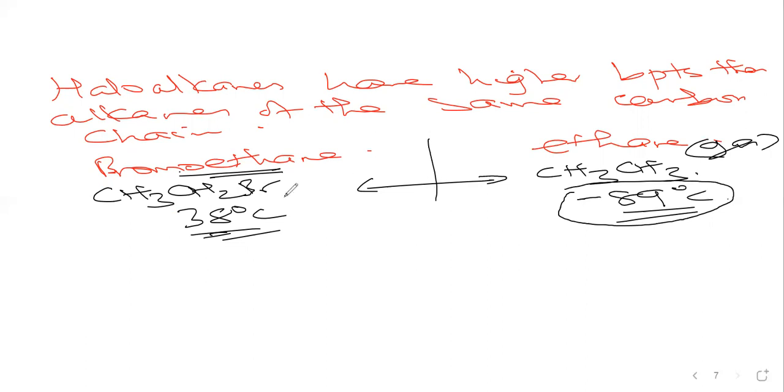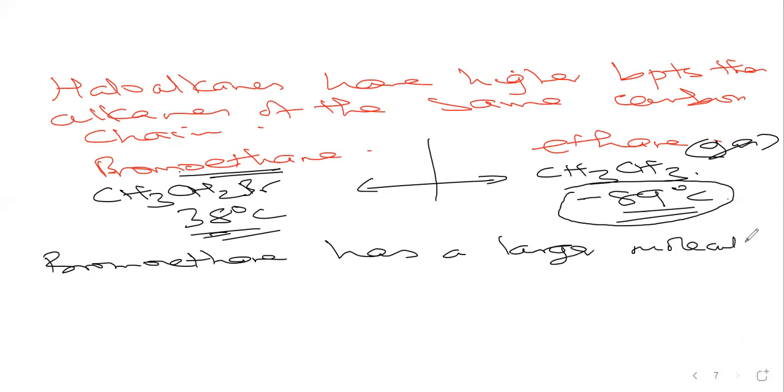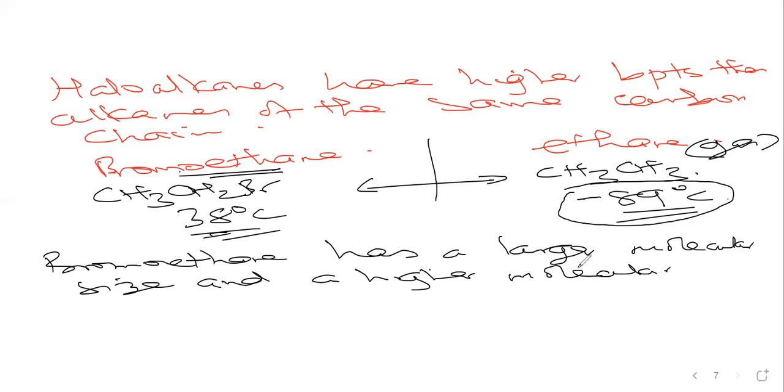This is attributed to the fact that both are held by van der Waals forces of attraction, specifically dipole attraction in bromoethane, and van der Waals forces of attraction in ethane. So what shall we say? We shall say that the reasoning here is due to the molecular size and molecular mass that makes the van der Waals forces of attraction in bromoethane stronger. So you'll say bromoethane has a larger molecular size and a higher molecular mass than ethane.